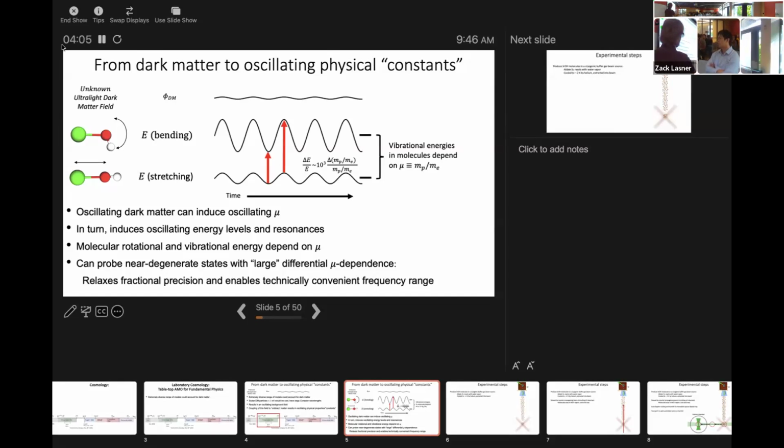So this is good for two reasons. One is the fractional precision is easier to achieve experimentally. And the other is it moves these energy scales from about 10 terahertz, typical for these vibrational energies, down to maybe 1 or 10 gigahertz, which is much, much more convenient experimentally.